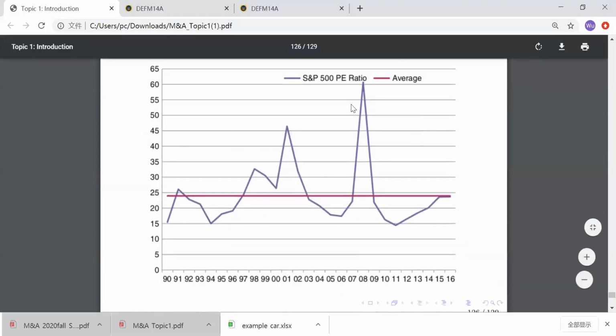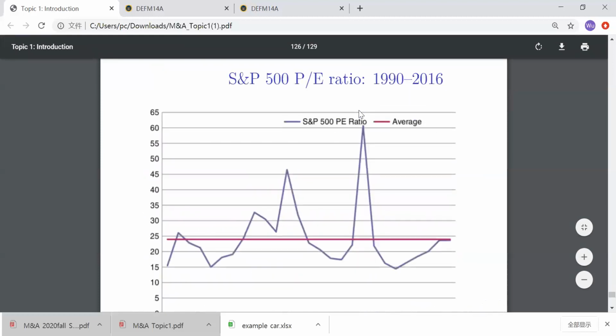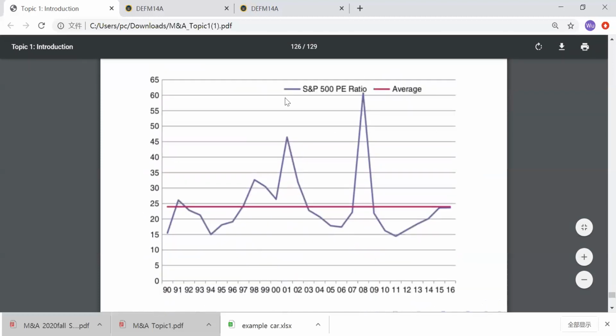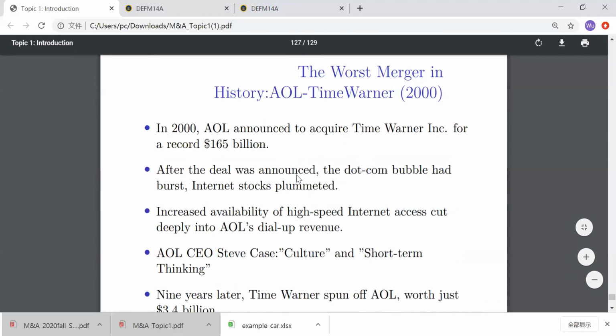So you can see the PE ratio in the late 1990s becomes really high. And then after late 2000, it goes down. So this is when the internet bubble busted.